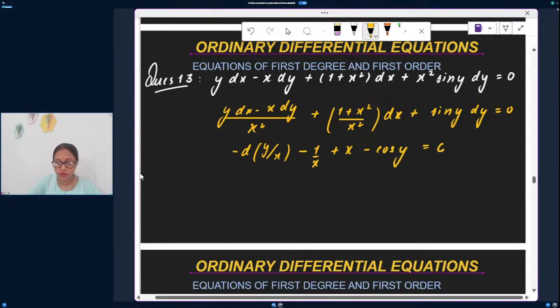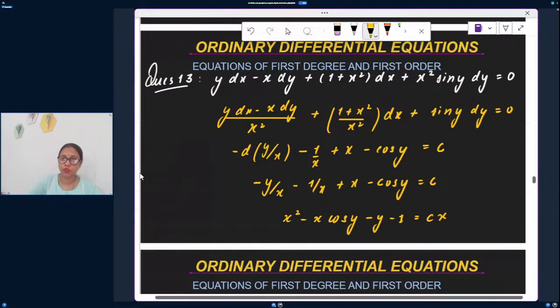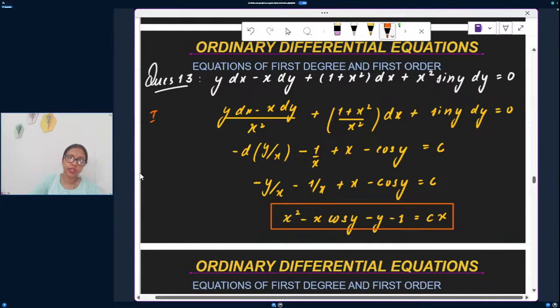And the differentiation of this will give me y minus y by x. So that is your solution. Minus y by x minus 1 by x plus x minus cos y is equals to c. So x square minus x cos y minus y minus 1 is equals to cx. That is your final solution. So what was the integrating factor here? Integrating factor was 1 by x square here.